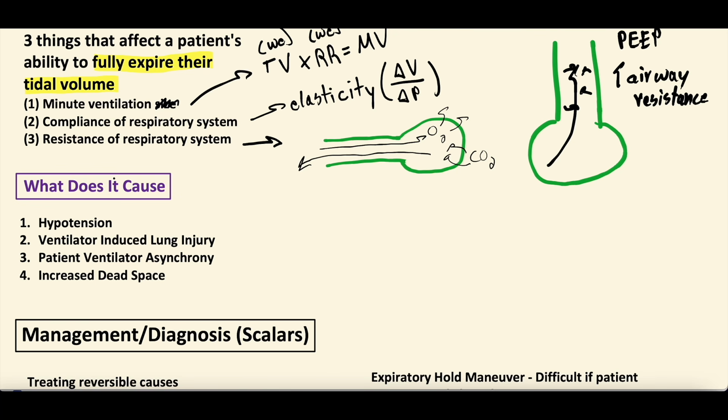What does it cause? AKA, what does the auto-PEEP cause? Why do we care, right? That's always a question. Well, why do we care? Does it do anything? Does it do anything negative? Does it make a difference? Well, unfortunately, it does. It can cause a lot of really negative downstream effects, ranging from hypotension, so that's low blood pressure, right?